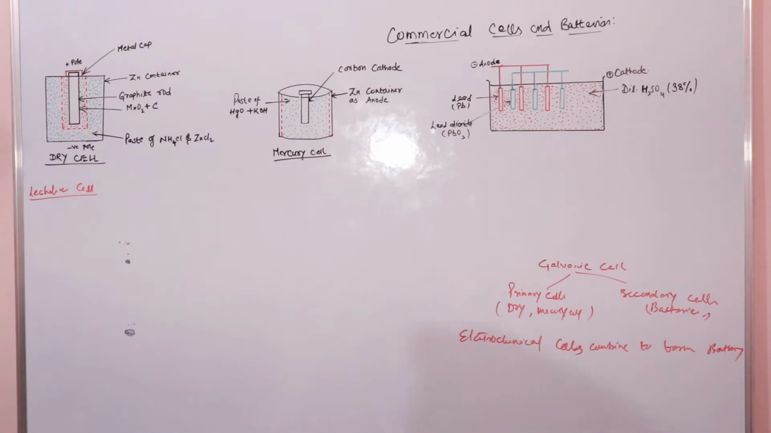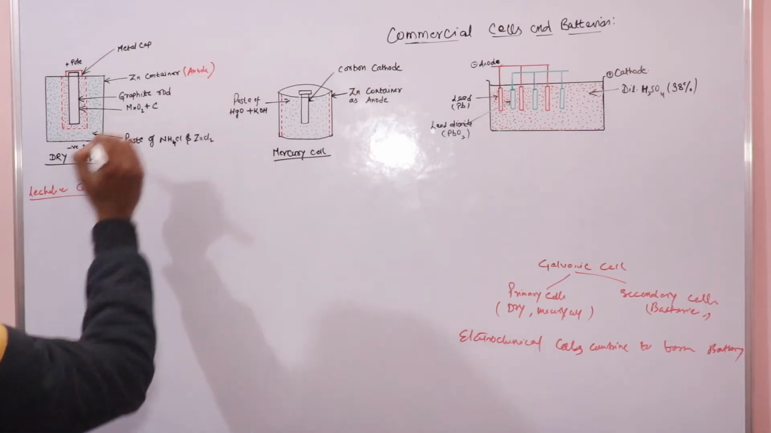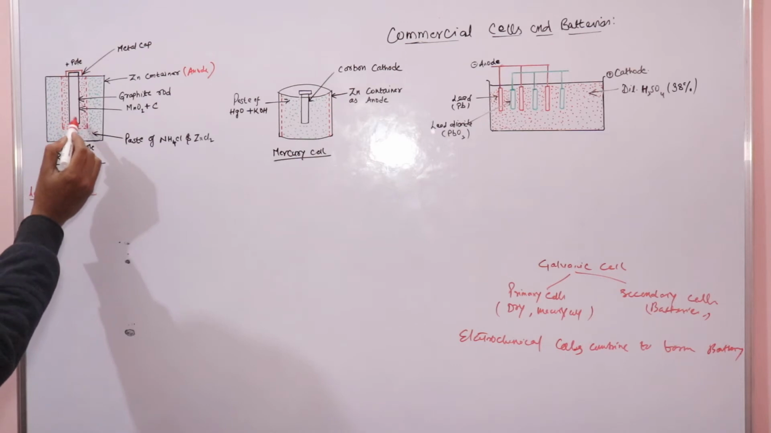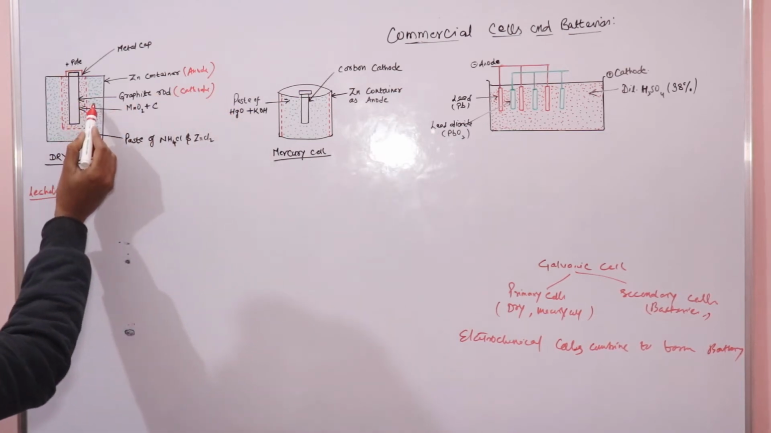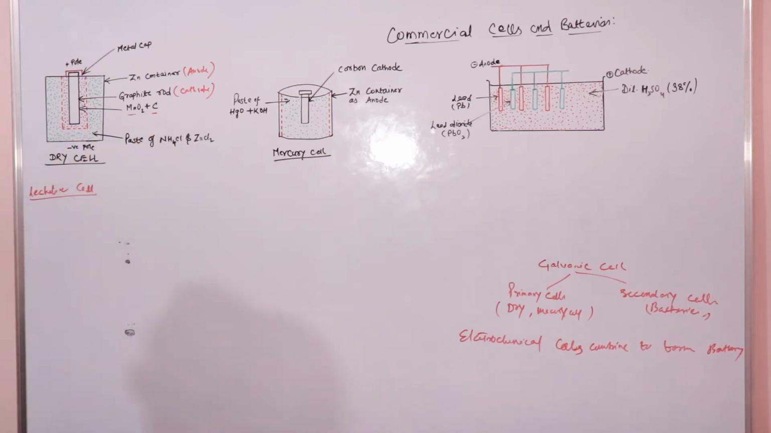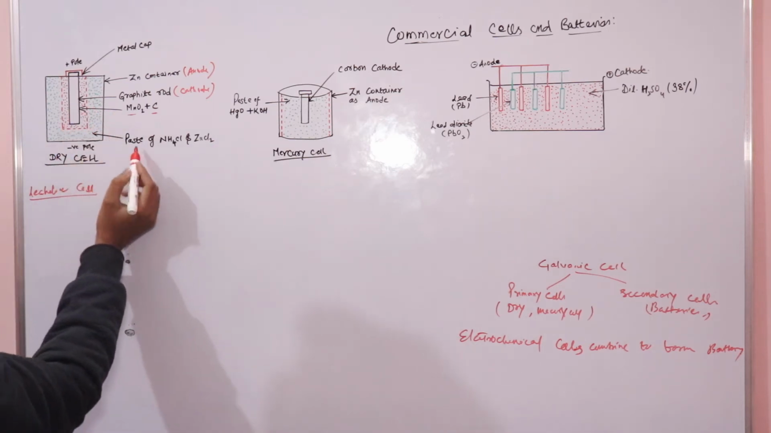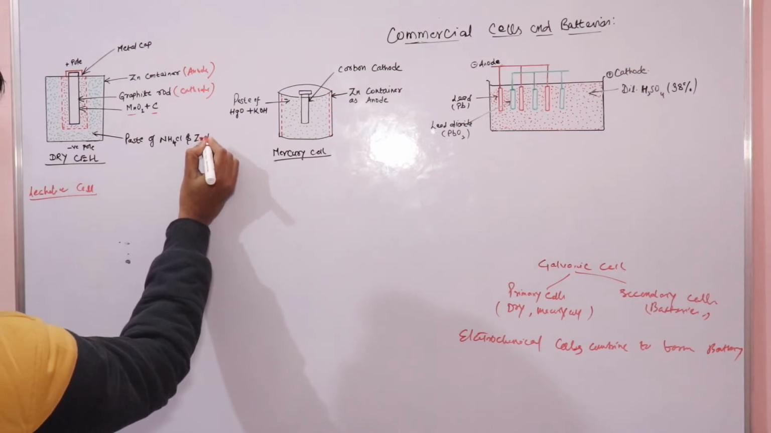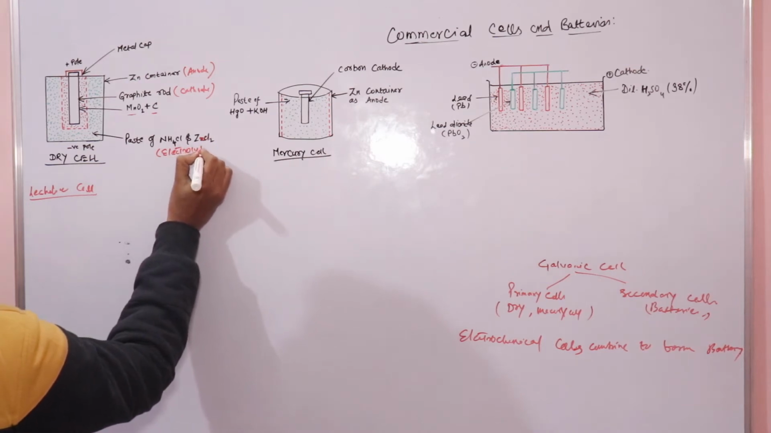So this is the common, compact form of the Leclanche cell. It consists of a zinc container, and this zinc container acts as the anode. At the center it has a graphite rod, which acts as the cathode. This graphite rod is surrounded by manganese dioxide and carbon. And inside the cell we have a paste of ammonium chloride and zinc chloride, which acts as the electrolyte.